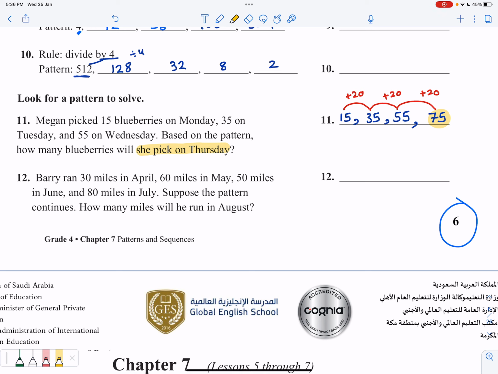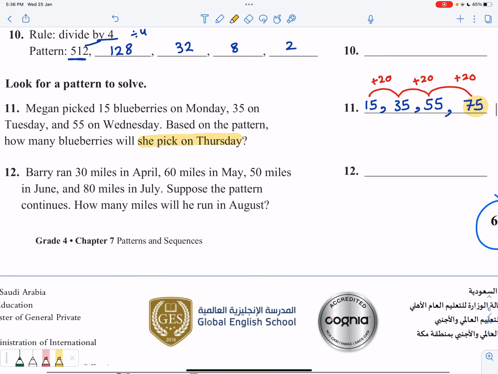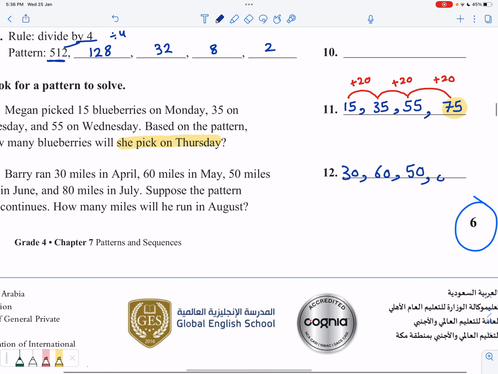Then the question says, question 12, Barry ran 30 miles in April, 60 miles in May, 50 miles in June, and 80 miles in July. Suppose the pattern continues. How many miles will he run in August? So let's see. The pattern says 30. Let's write the numbers that we have. Then 60. Then 50. Then 80. Then how much? Let's see.